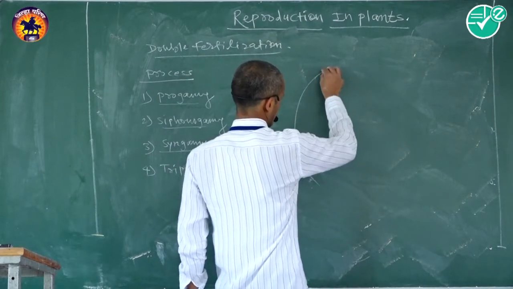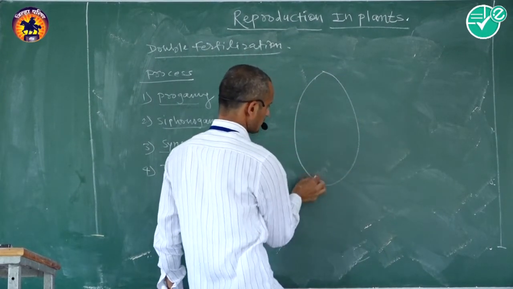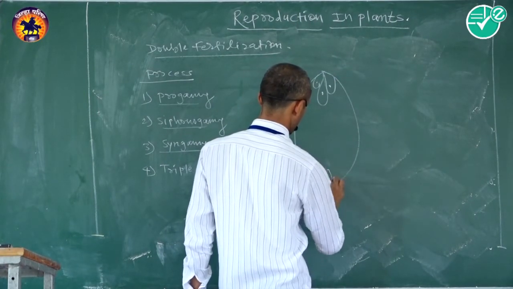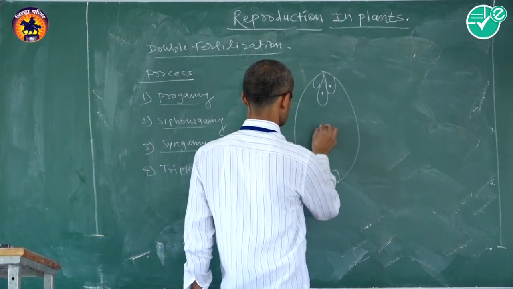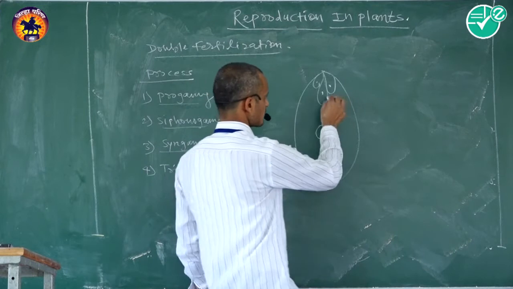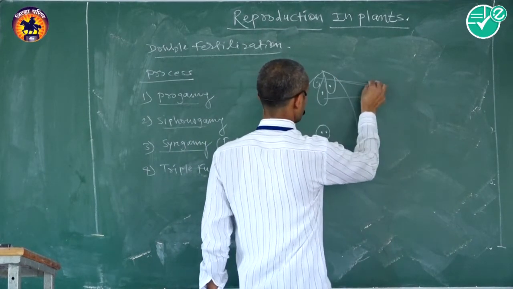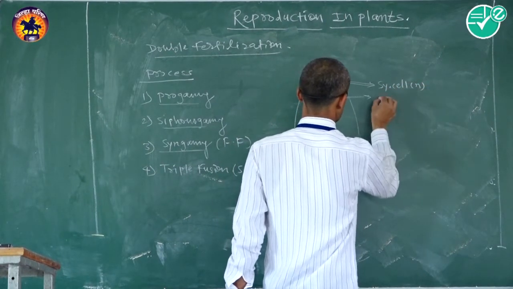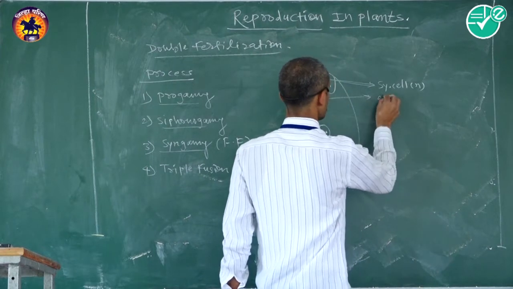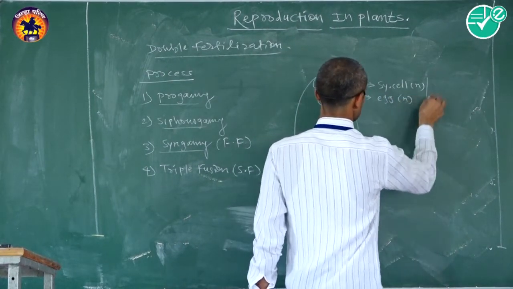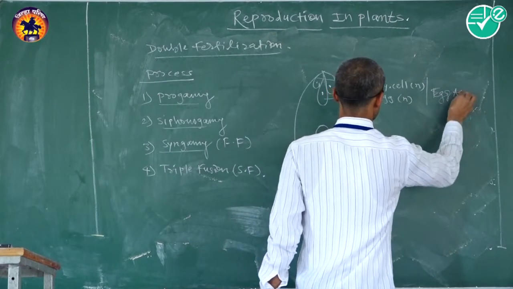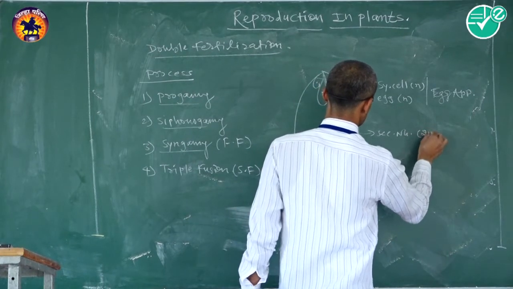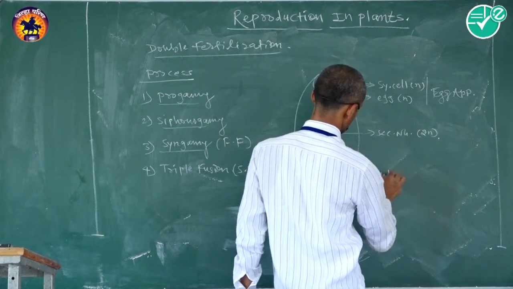If you see it in a diagrammatic way, that is the embryo sac. Okay. The embryo sac consists of 3 main parts: egg apparatus, secondary nucleus, and antipodal cells.